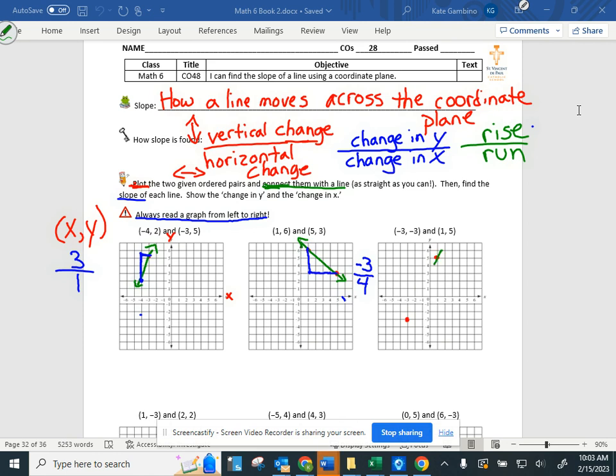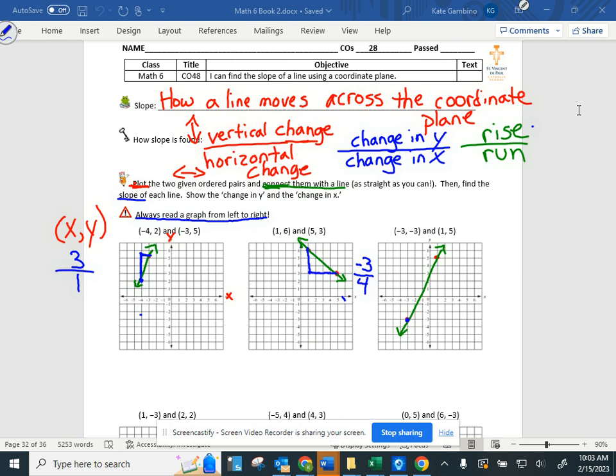Second step, connect our dots. We're connecting with that line, putting the arrows on the end because it's not a segment, it's a line. Third step, I need to find my slope, my rise over run. So I always start at my left plotted pair, my left dot. So I'm going to start right here.